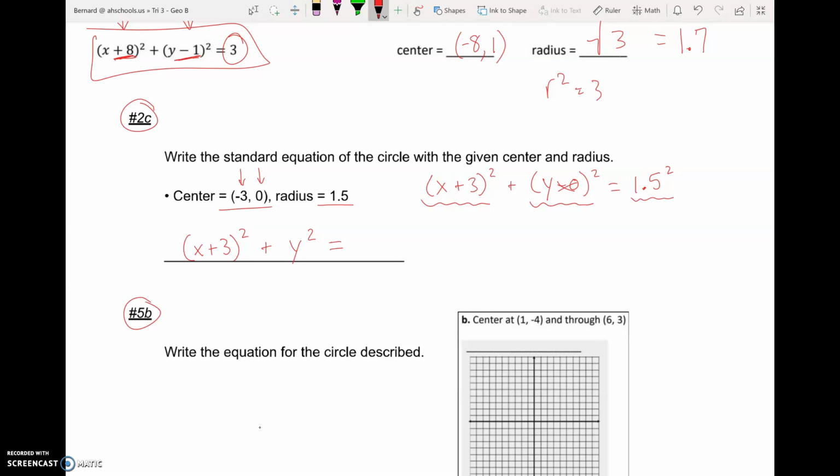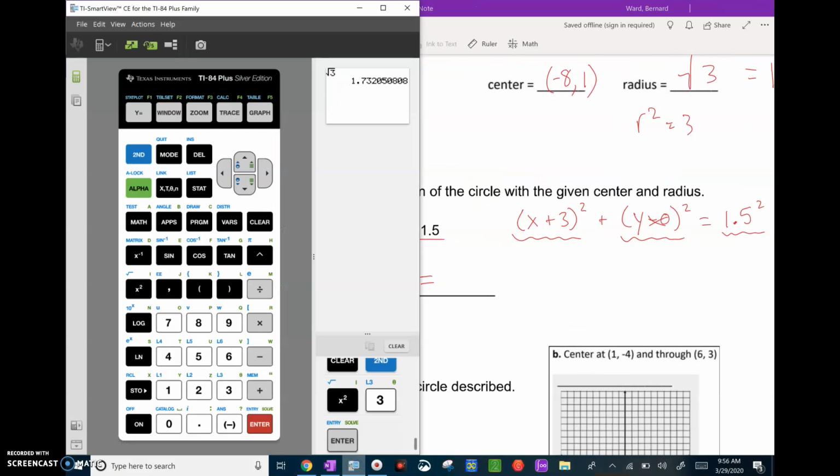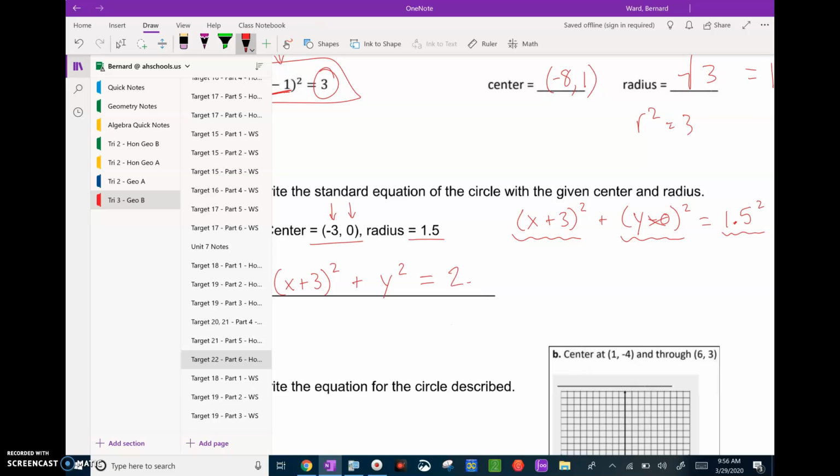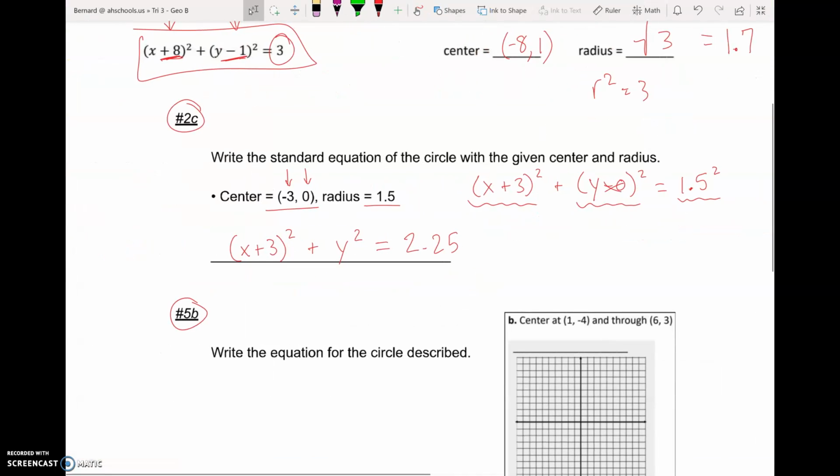Let's go to our calculator and square 1.5 and see what we get. So I'm going to type in 1.5 squared, enter, 2.25. So this equation should equal 2.25. And that'll be our answer right there. (x plus 3) squared plus y squared equals 2.25.